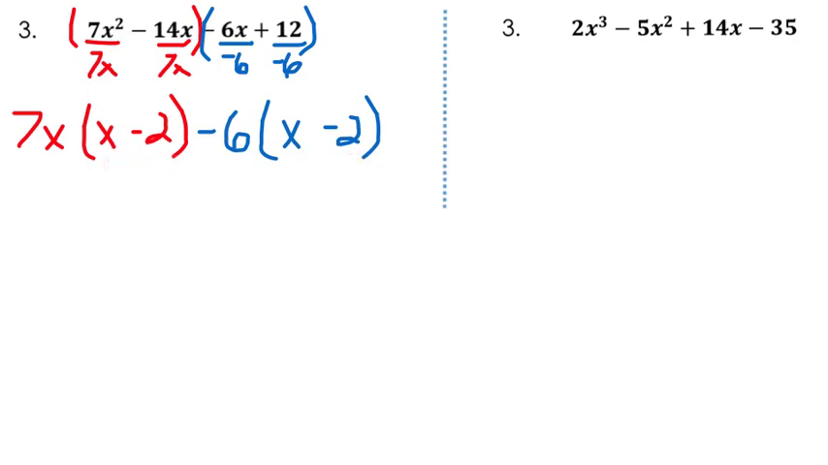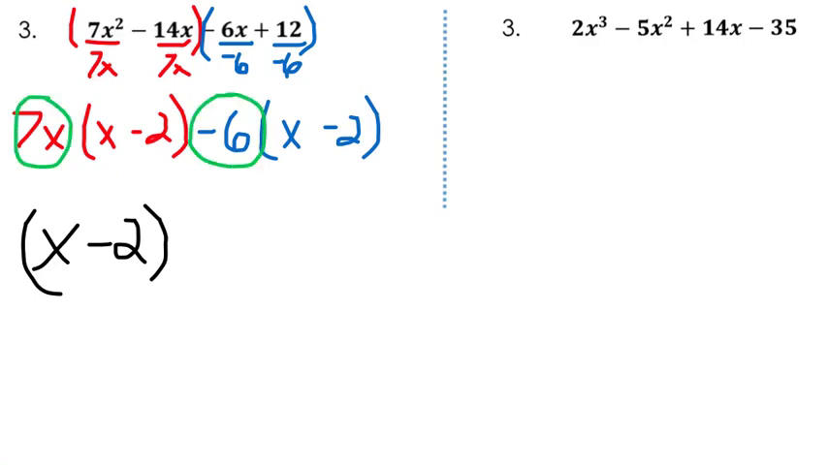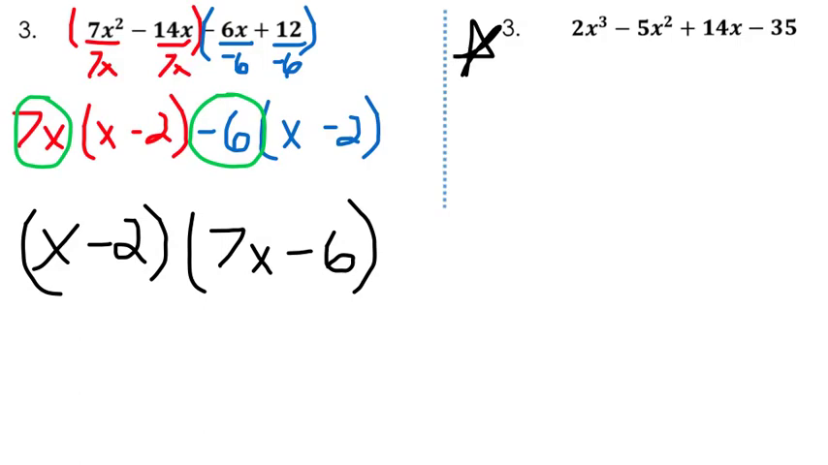So for step 3, we want to write that common matching binomial as one factor. We're going to pull out that x minus 2 and write it right out front. So I have my x minus 2. And what I have left over is my 7x minus 6, and that's just going to come as my other binomial factor. So 7x minus 6. Be sure to try question 3 on your own.